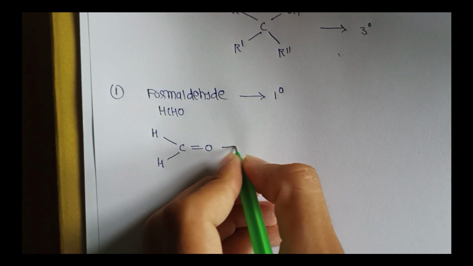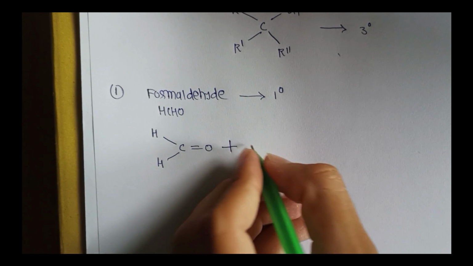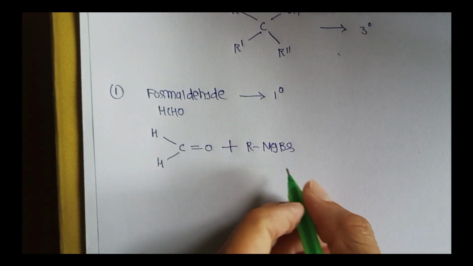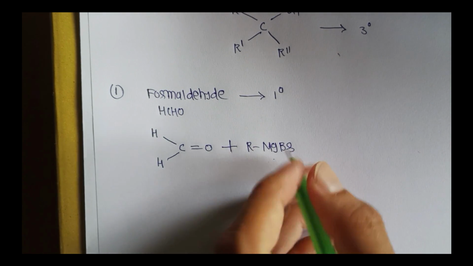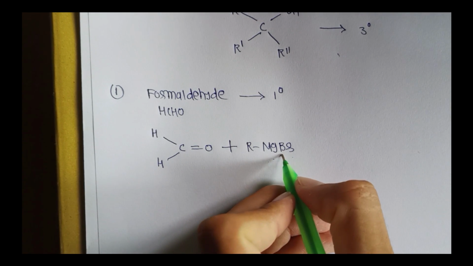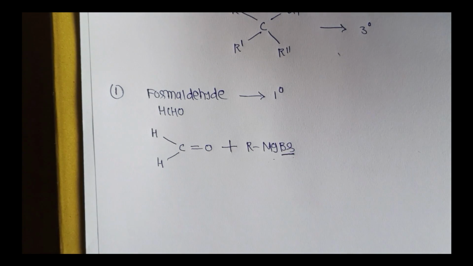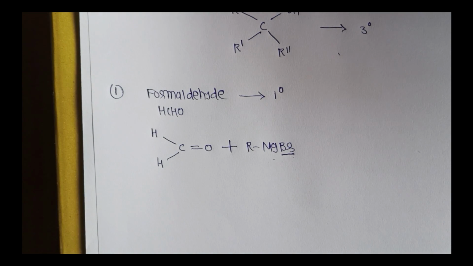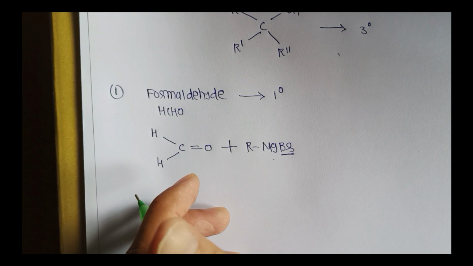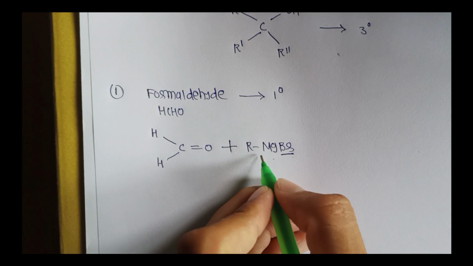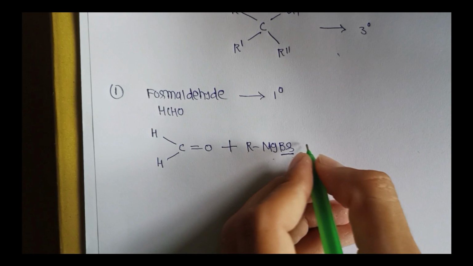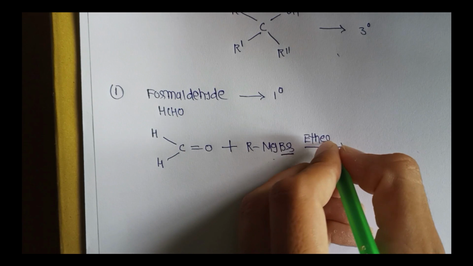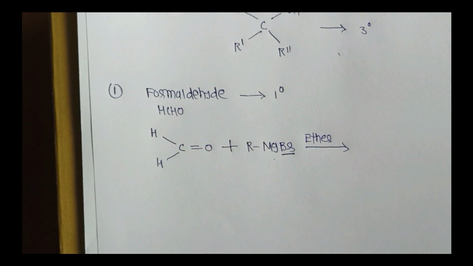Formaldehyde reacts with RMgBr, RMgCl, RMgI, any halogen compound present, meaning a Grignard reagent, to prepare primary alcohol. Here RMgBr in the presence of ether, then the reaction starts.